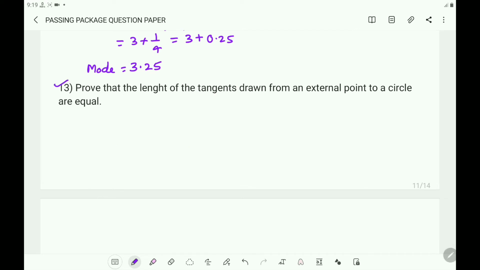Now you take question number 13. Prove that the lengths of the tangents drawn from an external point to a circle are equal. You know that it is a theorem from the chapter Circles. Children, in the video lessons of the Circles chapter, this theorem is explained. The method of proving this theorem is explained in that chapter, so go through the video lesson of that chapter and learn the proof of this theorem. If it is possible, the video link will be given in the description box.